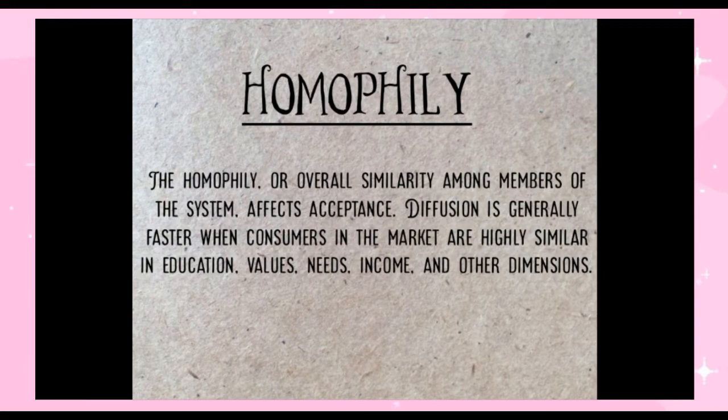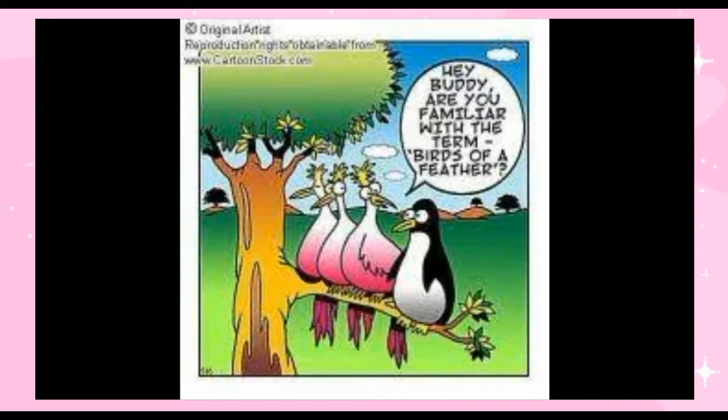Diffusion is generally faster when consumers in the market are highly similar in education, values, needs, income, and other dimensions. For example, the love of the same things. In the proverb, birds of a feather flock together, it means that people with similar preferences and interests can be found together. In this situation, due to normative influence, the pressure of adopting the innovation and speeding adoption and diffusion will increase.